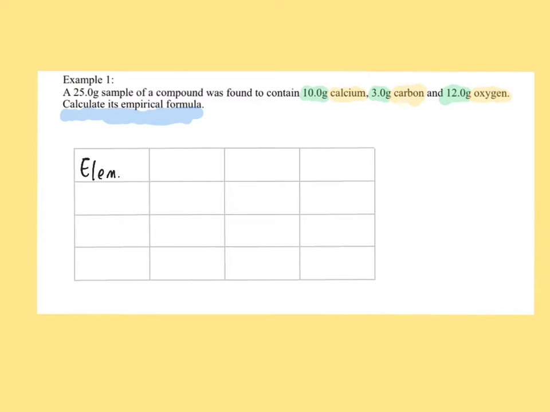So element here, which in this case is Ca for calcium, C for carbon, and O for oxygen. And the mass. The mass in this case is this, and this. So it's 10 grams for calcium, 3 grams for carbon, and last but not least, 12 grams for oxygen.